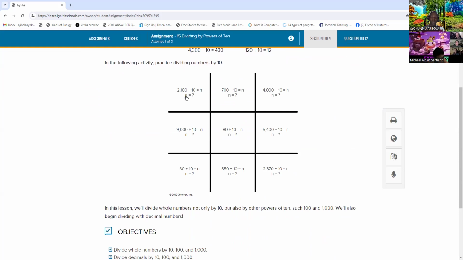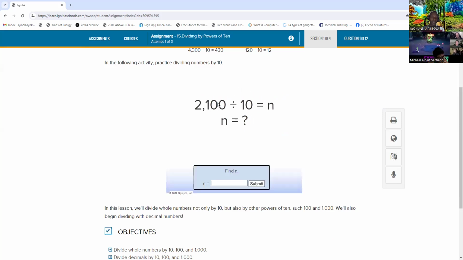What do you think this will be, Miggy? 2,100 divided by 10. What's the answer? Miggy, what's the answer to this? You remove 0 and tell me the remaining numbers. That is 210. How did I get 210, Miggy? I just cancel out 0 from the 2,100. Is that clear? Okay. So what is the answer? 210. Okay.